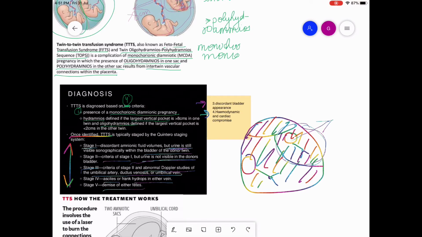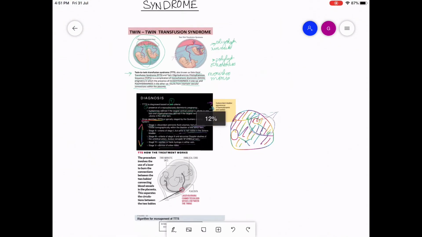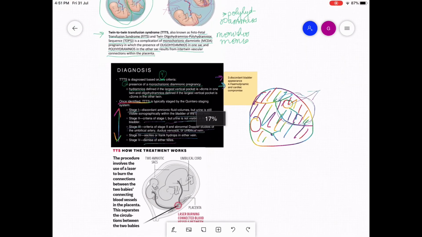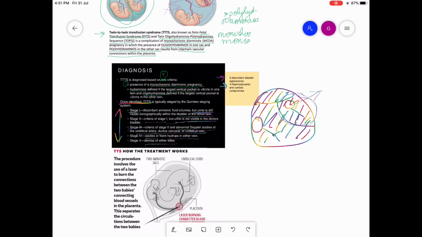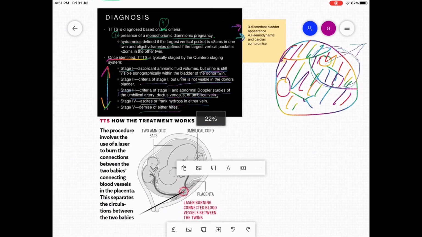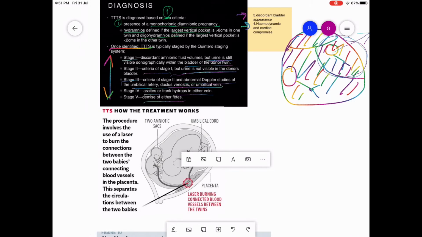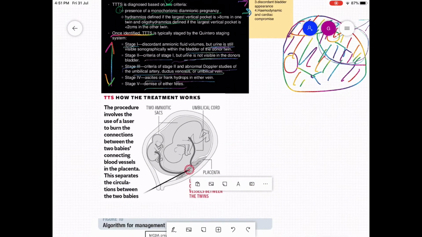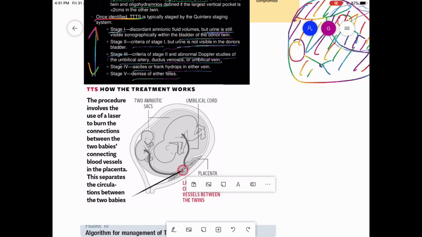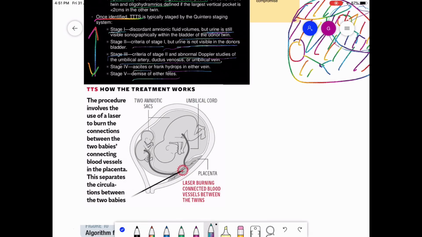So now how to treat this? We have diagnosed, we have done the staging. After diagnosis we are staging this pregnancy. So now how does the treatment actually work? Usually we do laser ablation, or we can also drain the amniotic fluid from the one with a greater amount of fluid. The major treatment is laser ablation.